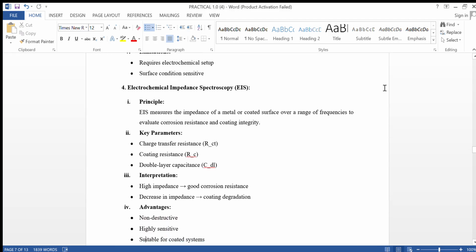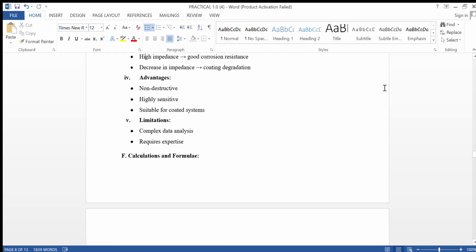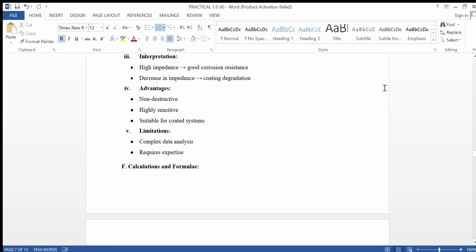Interpretation: higher impedance means good corrosion resistance, a decrease in impedance means coating degradation. Advantages: it is non-destructive, highly sensitive and suitable for coated systems. Limitations: complex data analysis and it requires expertise.